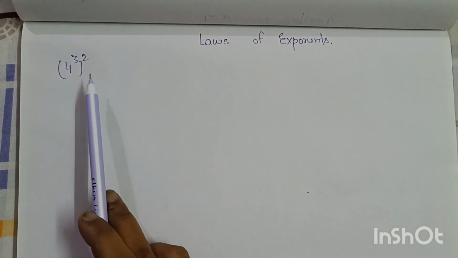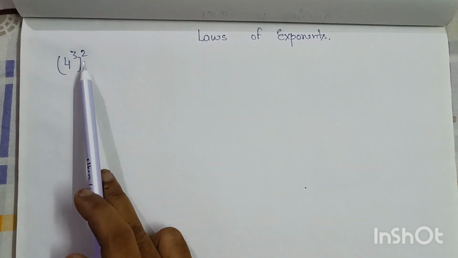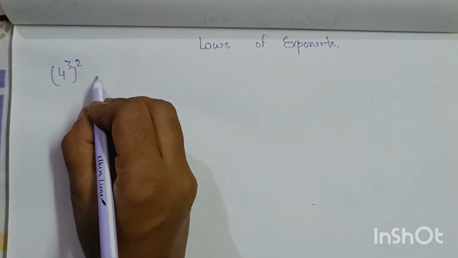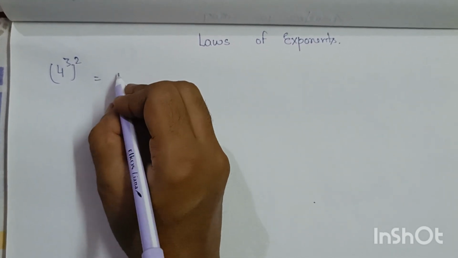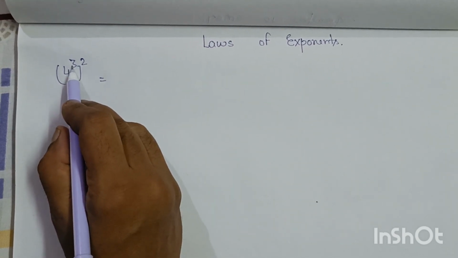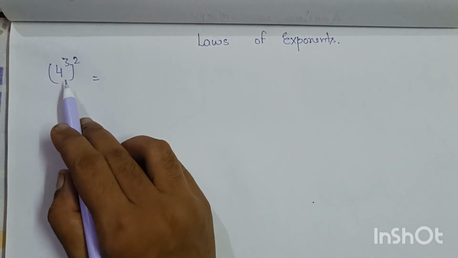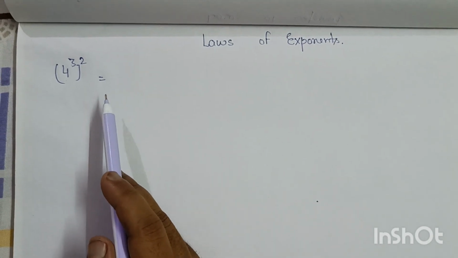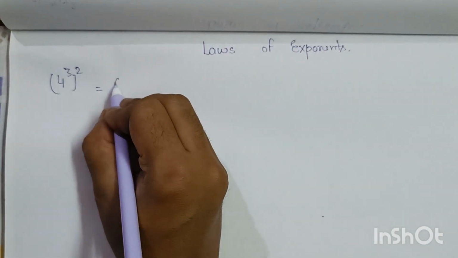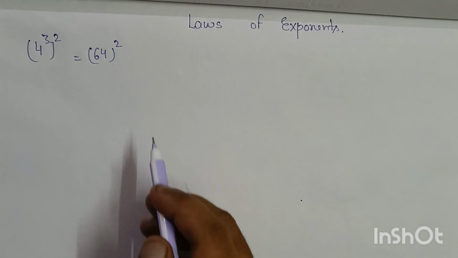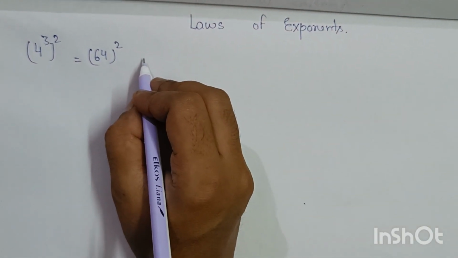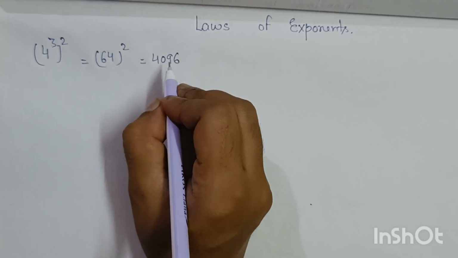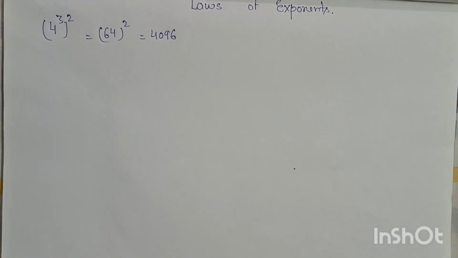So here we have the expression 4 raised to the power 3, all raised to the power 2. If we start solving this, what will be the way of solving it? First of all, we'll solve 4 raised to the power 3. 4 raised to the power 3 means 4 is multiplied by itself 3 times. So 4 4s are 16, 16 4s are 64. If we simplify this further, the value will be 64 raised to the power 2, which is 4096. And what is another way of solving this expression?